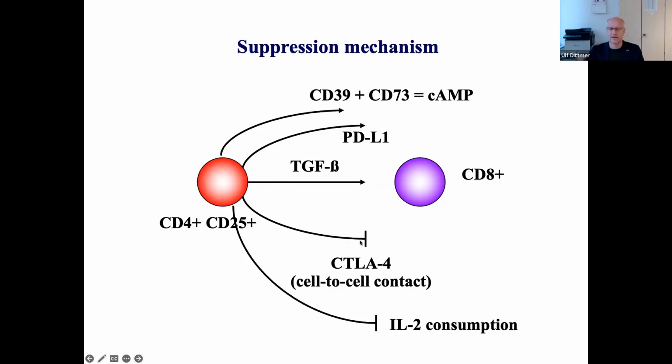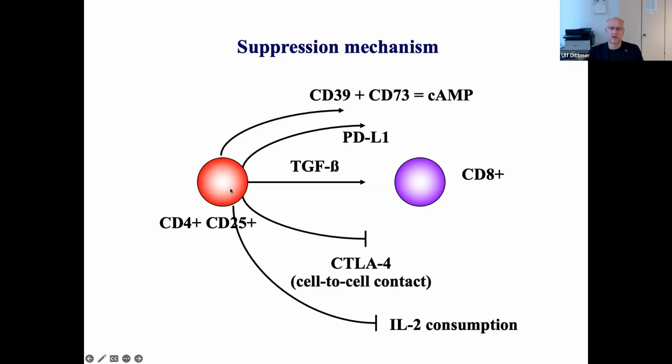On the other hand, they have cell contact dependent mechanisms that they can work with. And one is CTLA4, a well-known inhibiting ligand for T cell proliferation. So they can express CTLA4 and then interact with CD8 cells. They then are impaired in their proliferation. And the same is true for the inhibitory ligand called PDL1, that interacts with PD1 and shuts down CD8 responses. They can also consume all IL-2.